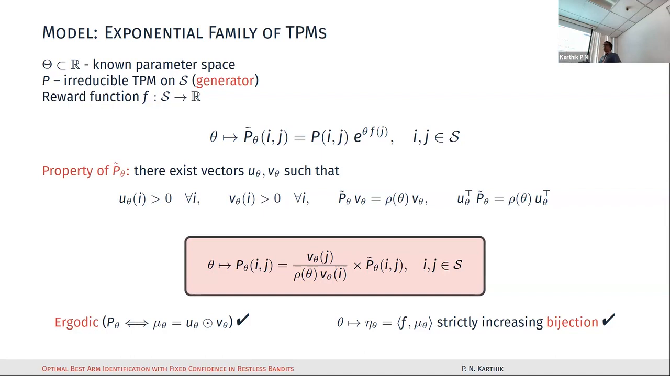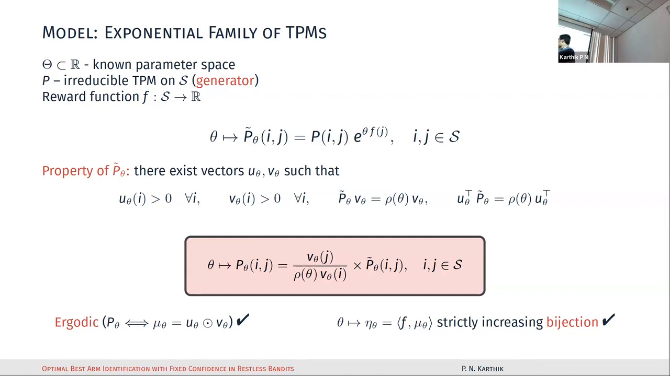We will use this model now because we will be able to estimate the mean of any particular arm and we will be able to go back to its theta using this particular model. What is mu theta here? Mu theta is the stationary distribution associated with P theta. It has a certain closed form expression.